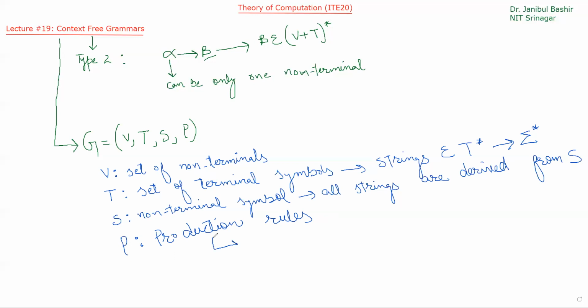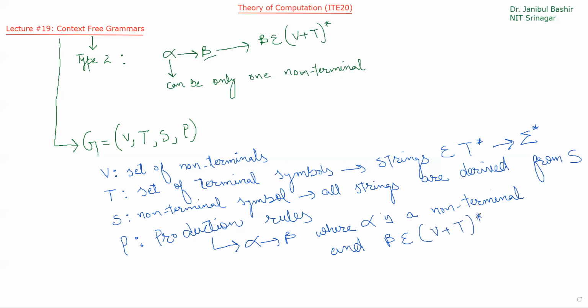The feature of these production rules is that they are of this type: alpha gives beta, where alpha is a single non-terminal, and beta belongs to (V plus T) star. So this is the definition of a context-free grammar.